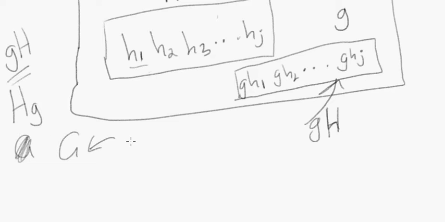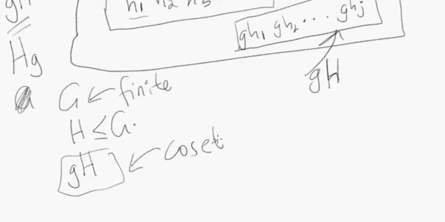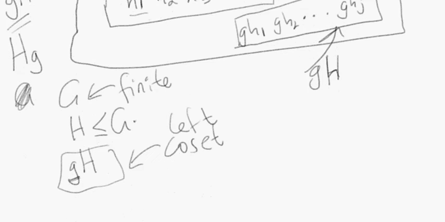So if G is finite and H is a subgroup of G, then this thing called gH, we're going to give it a name. We're going to call gH a coset. Actually, we're going to call it a left coset, which kind of makes sense. Why do you think we're calling it a left coset? Well, the reason is that we're multiplying H by g on the left. This is called a left coset of H, maybe with respect to the group G.